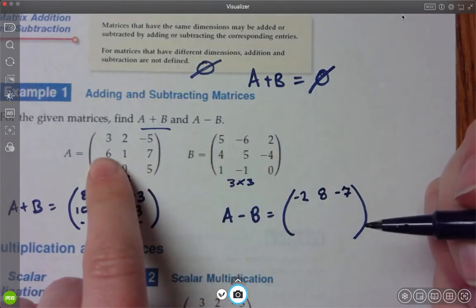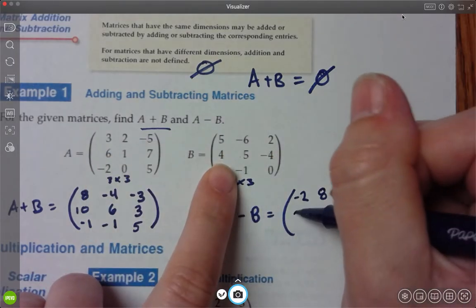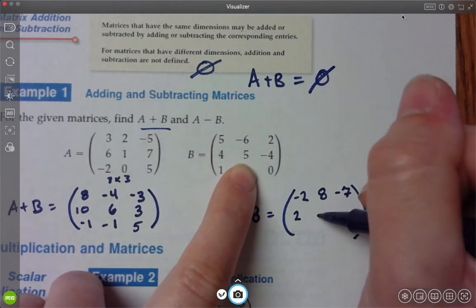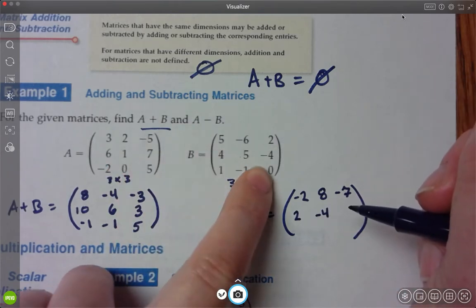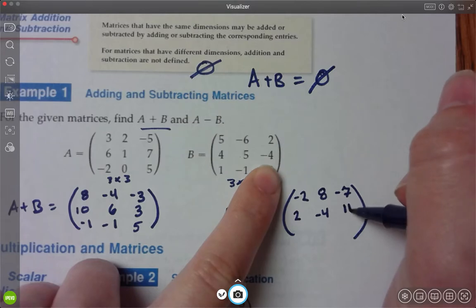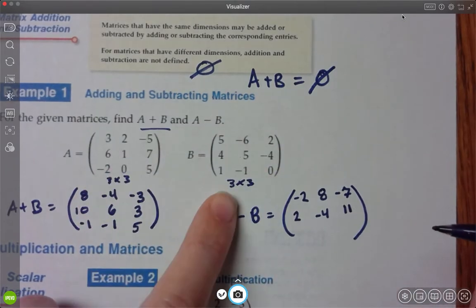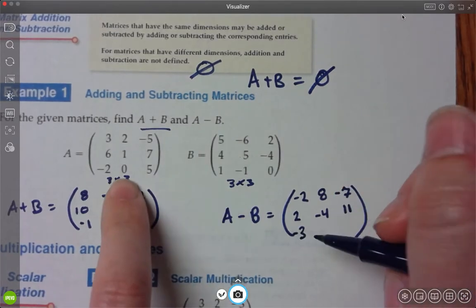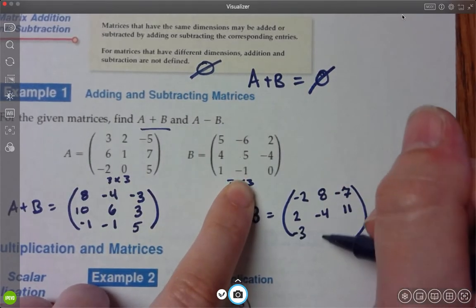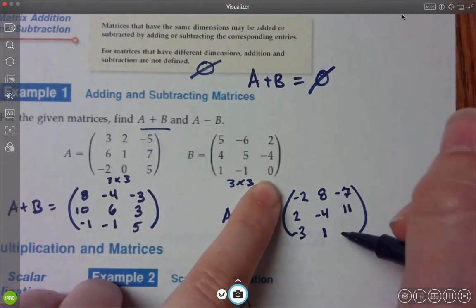Okay. Next row, 6 minus 4 is going to be 2. 1 minus 5 is negative 4. 7 minus a negative 4 is 11, or 7 plus 4 is 11. Okay, last row. Negative 2 minus 1 is negative 3. 0 minus a negative 1 is 1. And 5 minus 0 is still 5.